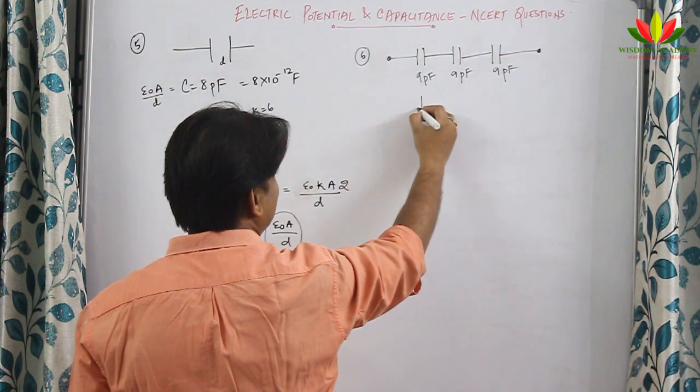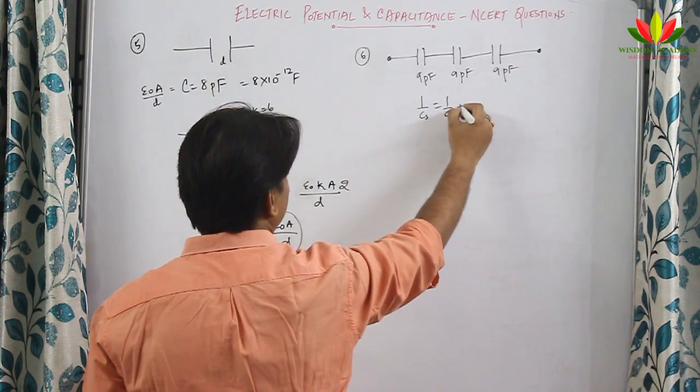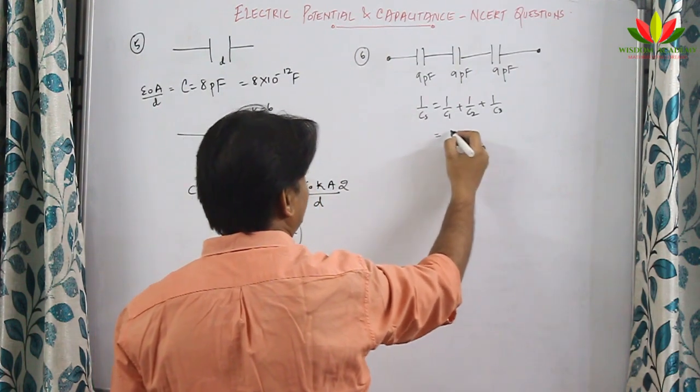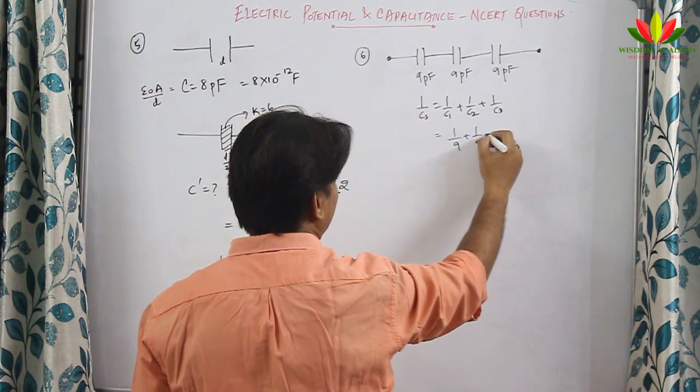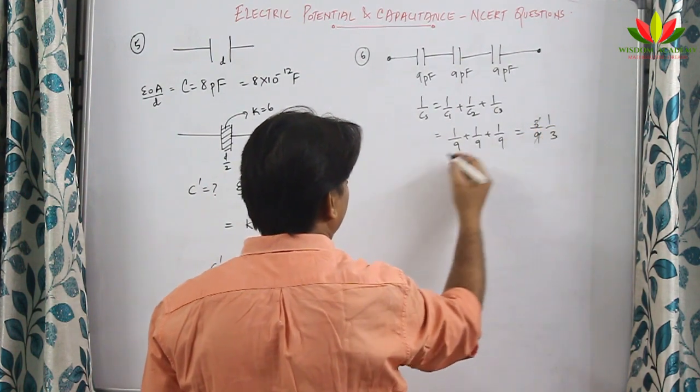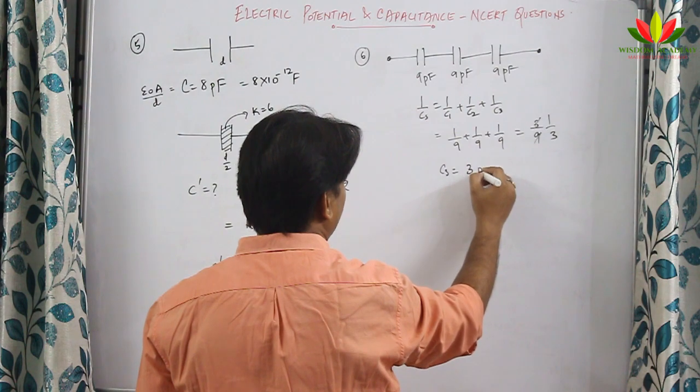We know that for series, 1 by Cs is equal to 1 by C1 plus 1 by C2 plus 1 by C3. So 1 by Cs will be equal to 1 by 9 plus 1 by 9 plus 1 by 9, and that will become 3 by 9, that is 1 by 3. So Cs will be equal to 3 picofarad.